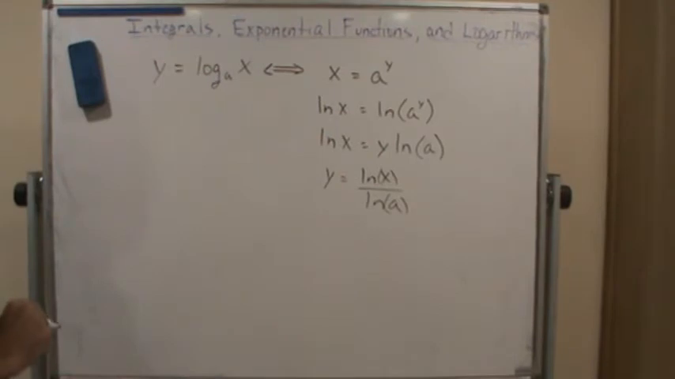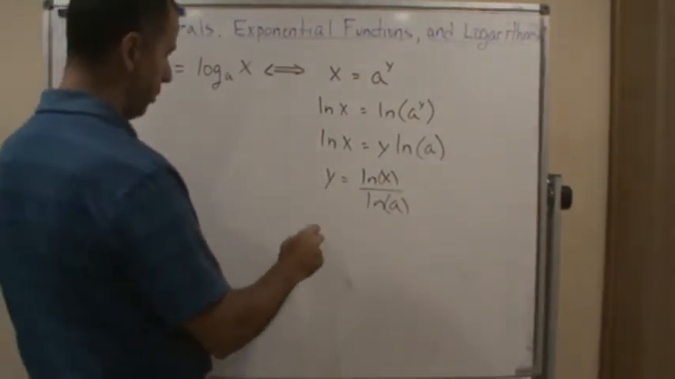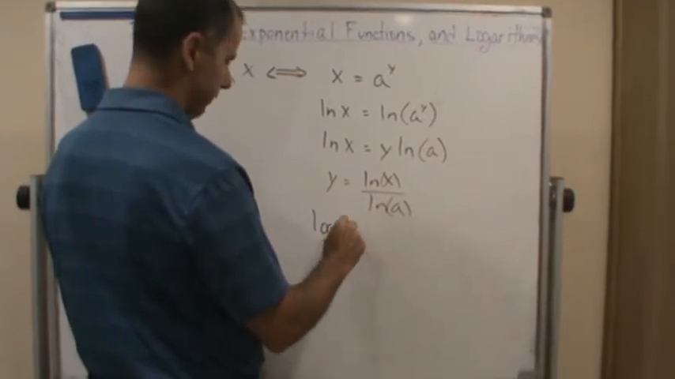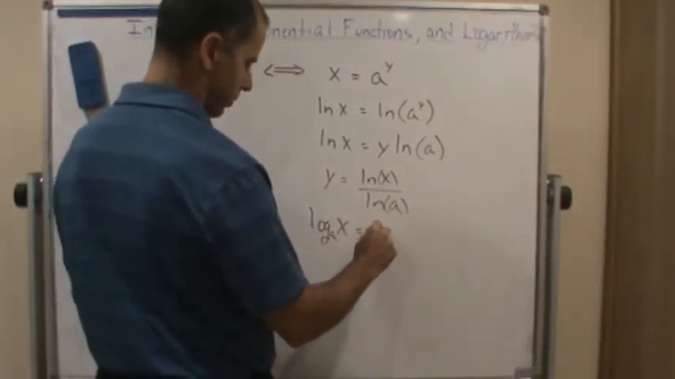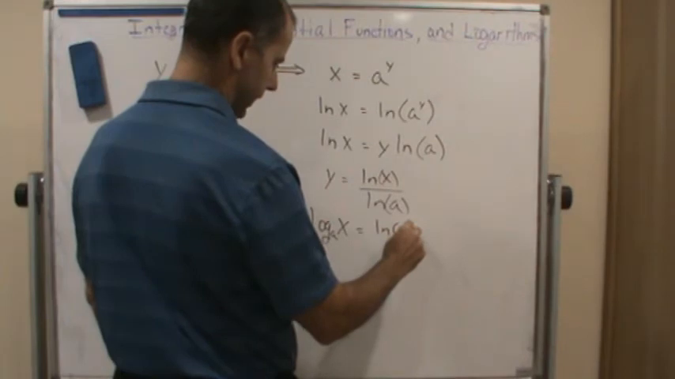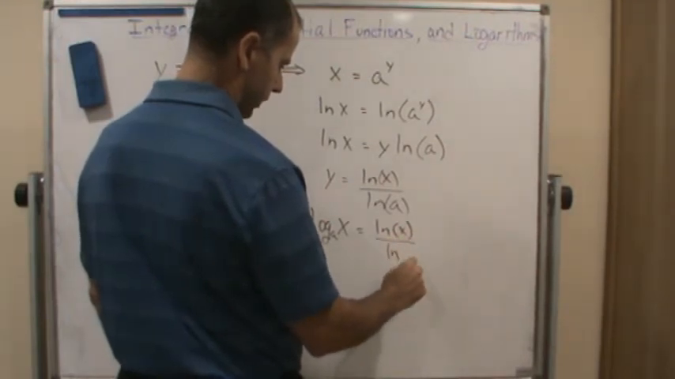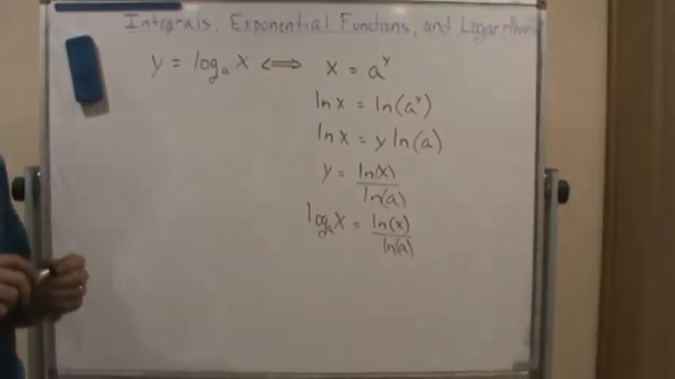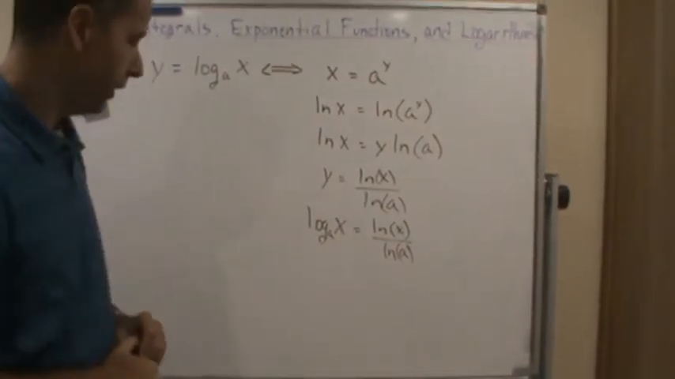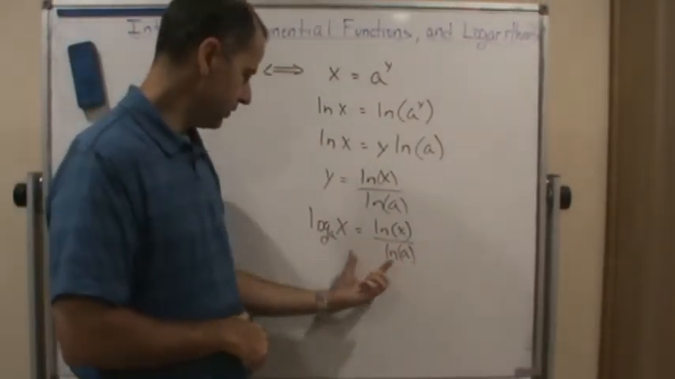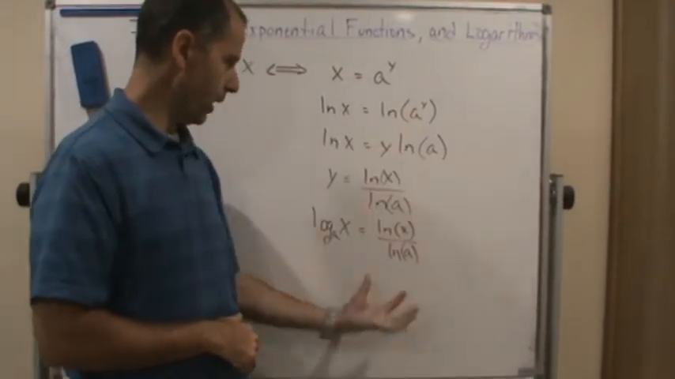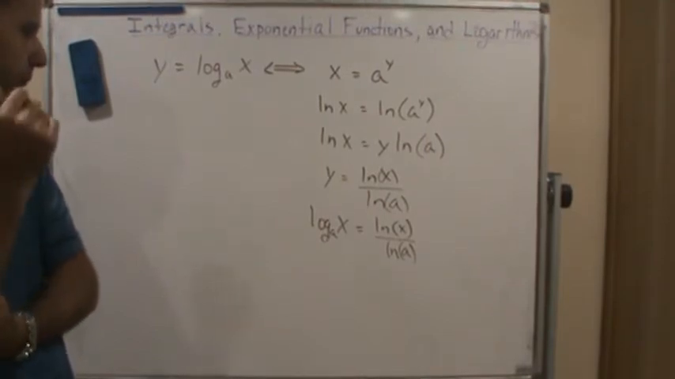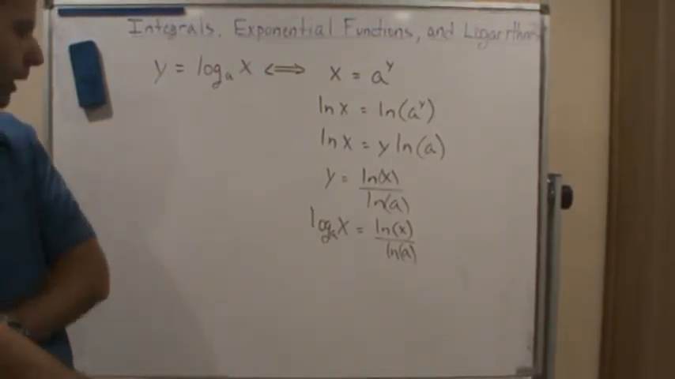And so what do we have? We showed that log base a of x is equal to the natural log of x over the natural log of a. In other words, this is where we get the change of base formula, by the way. Notice that this is using the change of base formula. We just derived the change of base formula, in a manner of speaking.